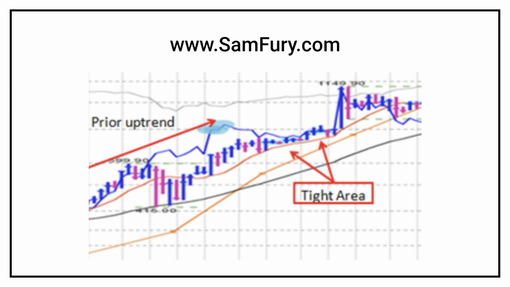Well, it's like a coiled spring gathering energy. Those tight areas can signal accumulation, which means that large investors, sometimes called institutional investors because they manage big institutions' money, are quietly buying up shares. They're not making a big splash. They're accumulating a position patiently, and then boom, you get a breakout.